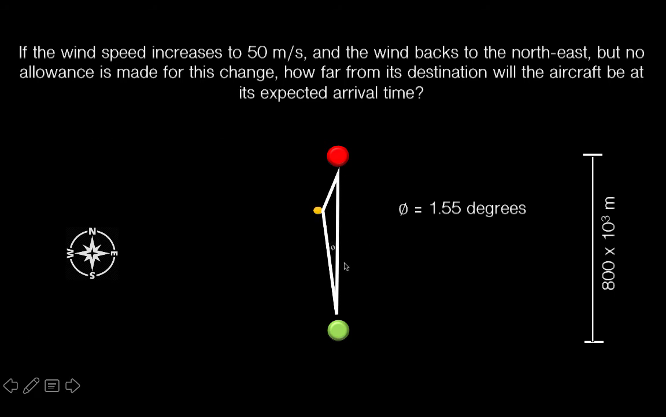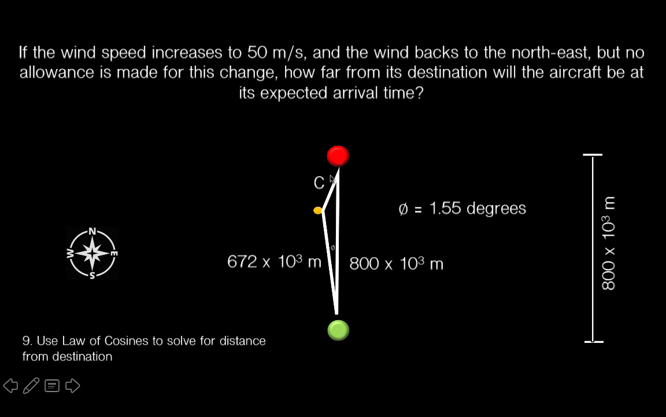So now we're going to introduce this new triangle, and this triangle is purely distances. This is the distance we're trying to figure out. This distance is the 800 times 10 to the third meters, that's separating the destination from the starting point. And this is how far the plane has already traveled, which is 672 times 10 to the 3 meters. This is 800 times 10 to the 3 meters. Right now we're going to call this C, which is just an unknown. And we're going to use this phi, which is 1.55 degrees.